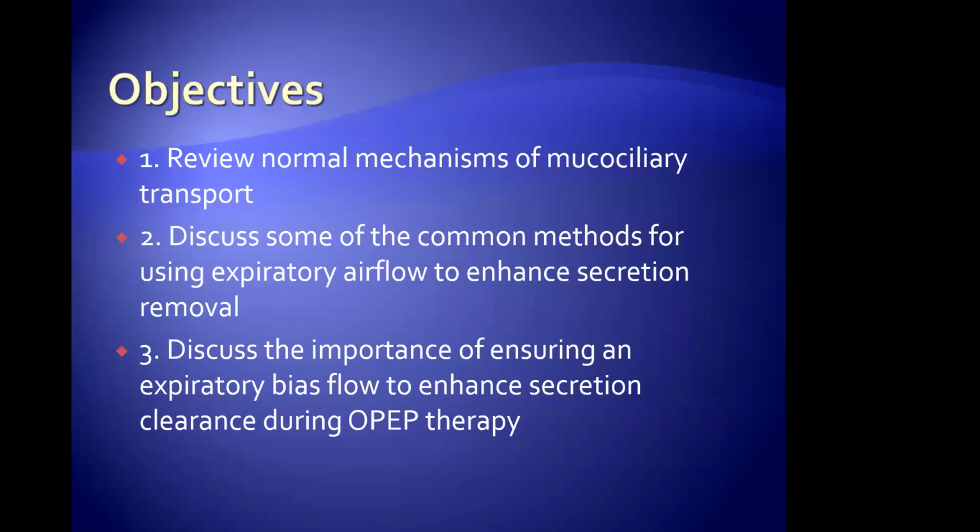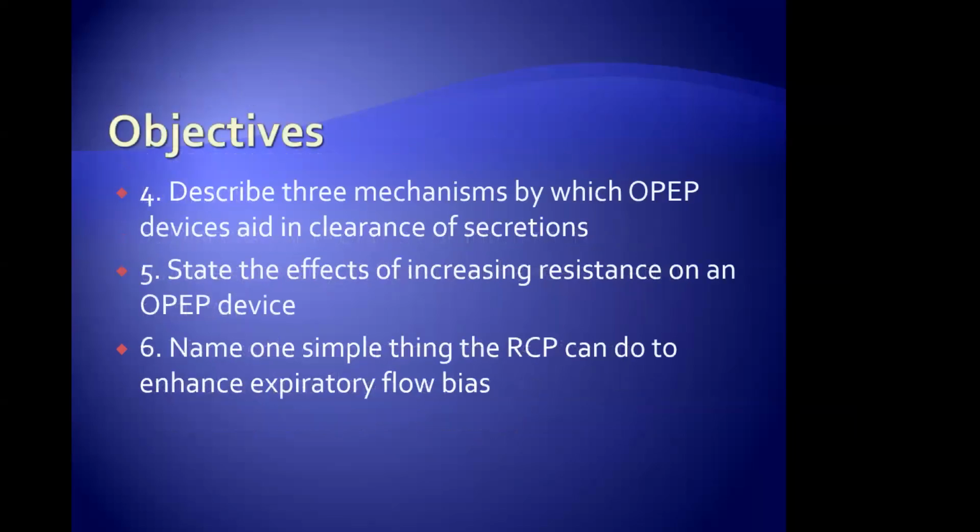All right, so here are the objectives. Review normal mechanisms of mucociliary transport, discuss some of the common methods for using expiratory airflow to enhance secretion removal, and discuss the importance of ensuring expiratory flow bias to enhance secretion clearance in OPEP therapy. Describe three mechanisms by which OPEP devices aid in the clearance of secretions. State the effects of increasing resistance on an OPEP device, and name one simple thing the respiratory care practitioner can do to enhance expiratory flow bias. All right, if you're ready, I'm ready, and here we go.